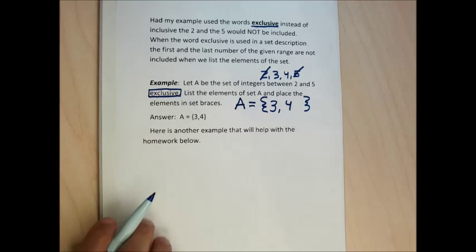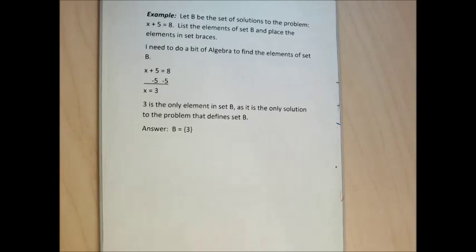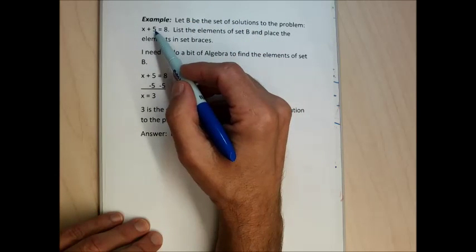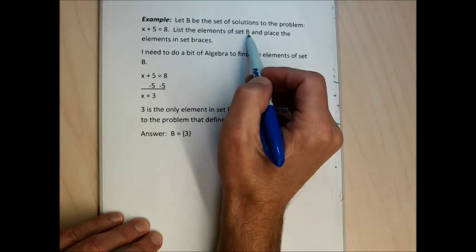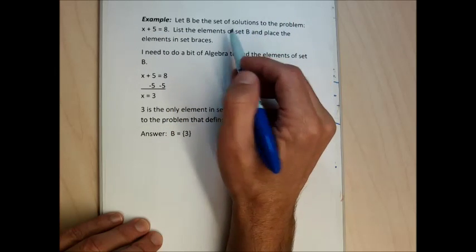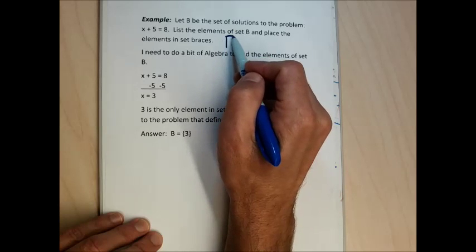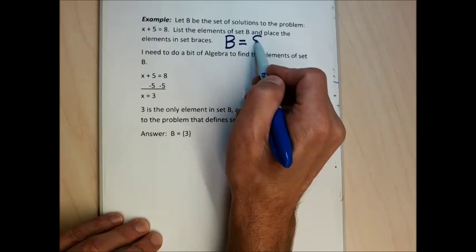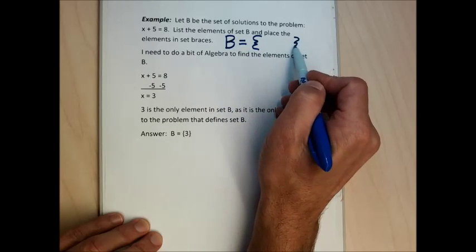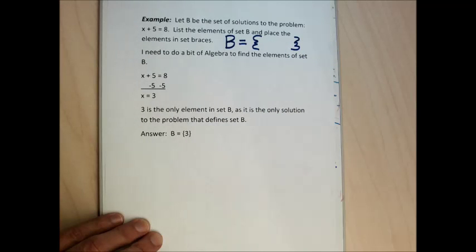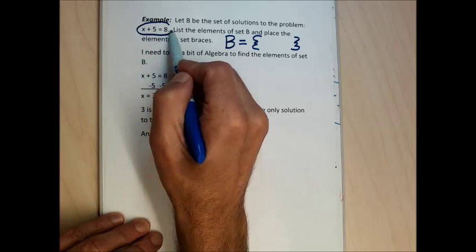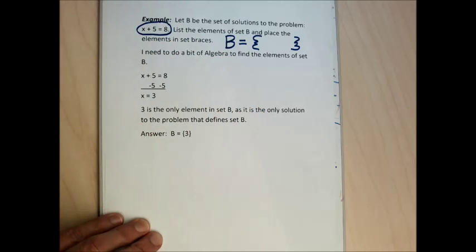Apparently I have another example that's going to help us when we get into the homework. So let B be the set of solutions to the problem x plus 5 equals 8. List the elements of B and place them in set braces. So I know when I go to answer this, I'm listing the elements of a set. Usually I name the set, I put an equal sign, and then after that equal sign I put squiggly braces, and inside the squiggly braces I put the elements of the set. Well, the elements of the set are the solutions to this equation, and in order to get the elements that belong in the set, I have to solve this equation.